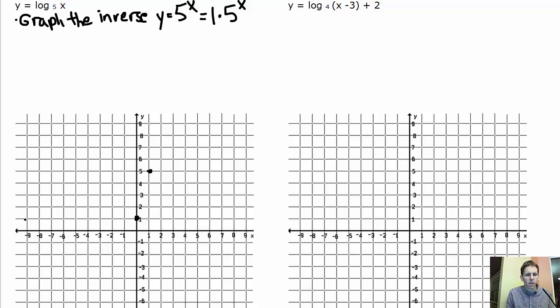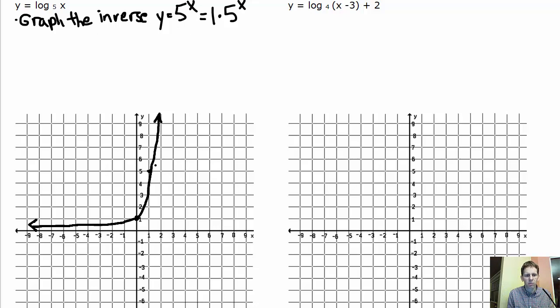It goes here. You recall from the other day that the x-axis is an asymptote. That's the line y equals 0. And that this function will very dramatically shoot up like this. Now this is not the answer. This is not y equals log base 5 of x. This is the inverse, y equals 5 to the x power.